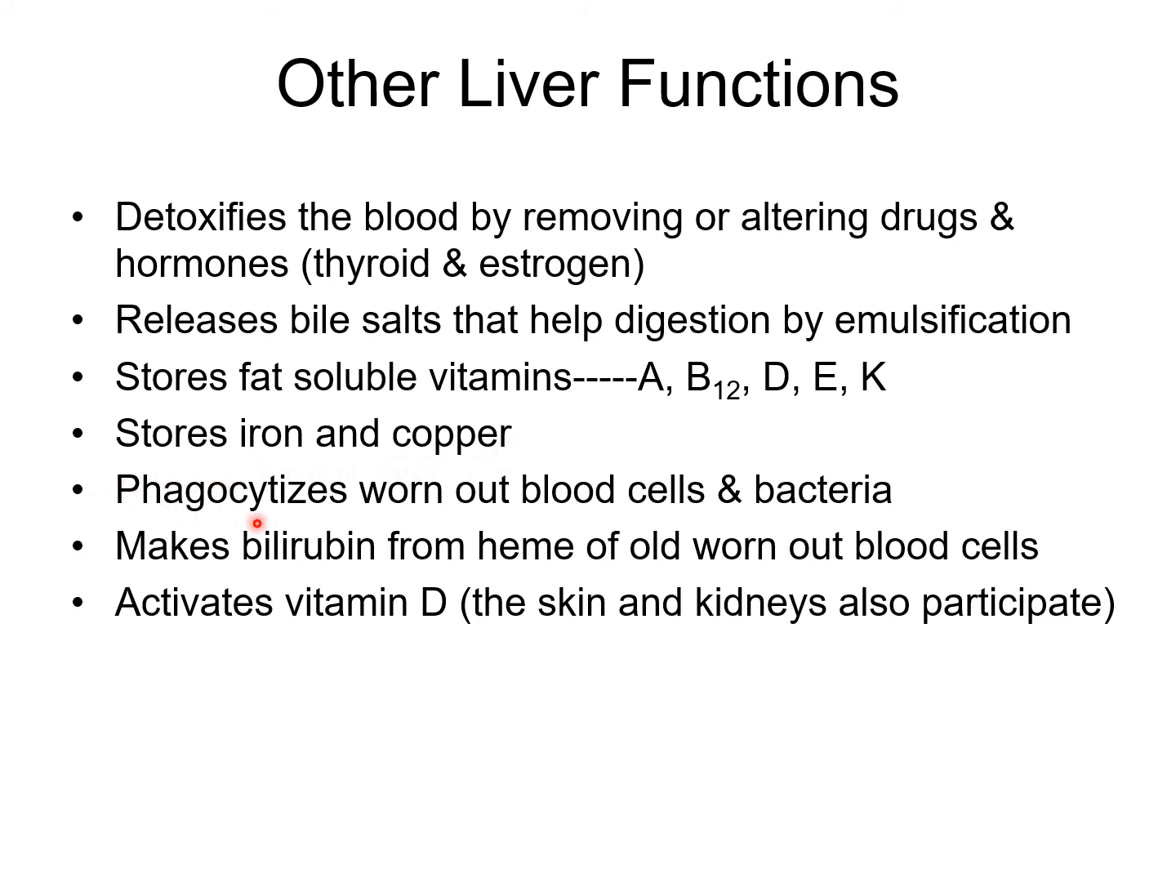We have mentioned in the blood chapter this function, removing red blood cells. Those macrophages can also remove bacteria. And bilirubin production is linked to heme degradation from those worn out red blood cells. And the liver is also making or participating in making vitamin D. The process starts in a kidney. The second step is done in the liver, and our kidneys complete vitamin D production.